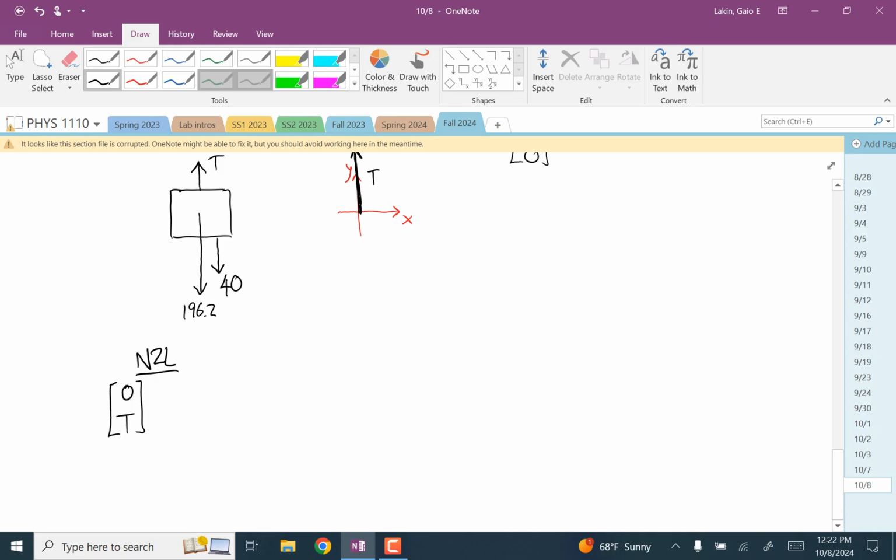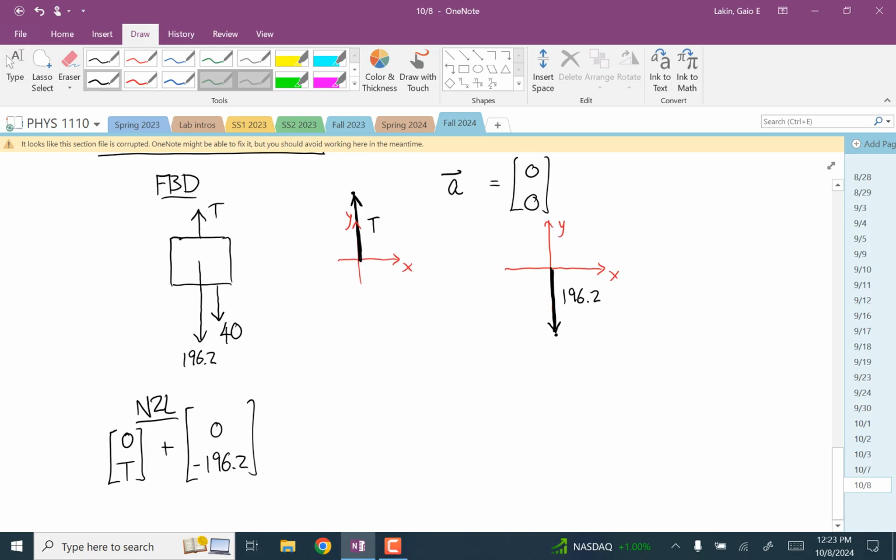Then what about that weight force, the 196.2 force? What's that as vector components? So this one, I'm going to draw the coordinate system again. And here's the vector. And it has a length of 196.2. So what are the coordinates of the head of this vector? 0, 196.2. Yep, negative 196.2. You see that?